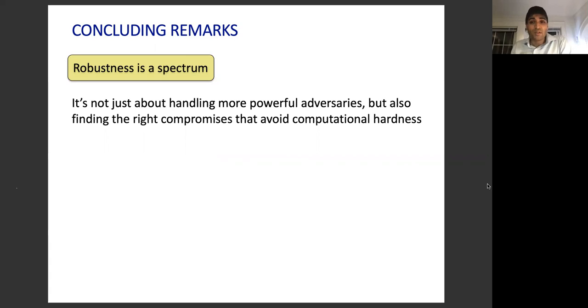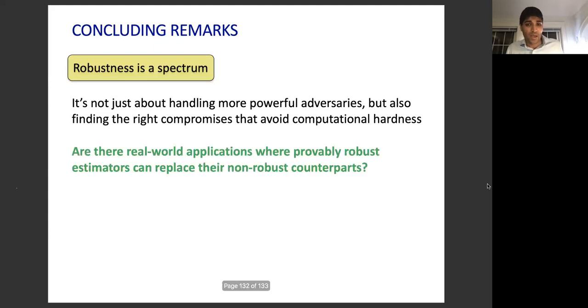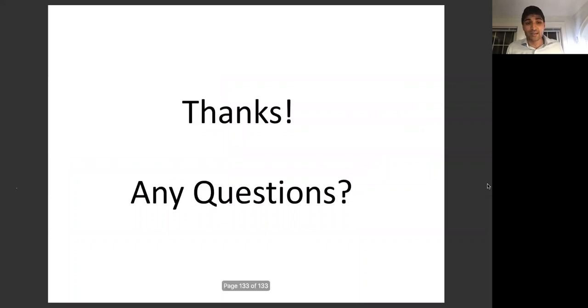Because even between average case models like RCN and worst case models like agnostic, sometimes there are interesting compromises in between. So it's not just about handling more powerful adversaries, but finding the right compromises that avoid some of the computational intractability assumptions. And one of the things that I'm really interested in these days are there real world applications where having these building blocks of provably robust estimators that are more robust than some of the other standard algorithms that are near and dear to our hearts, well, can that improve things in practice?